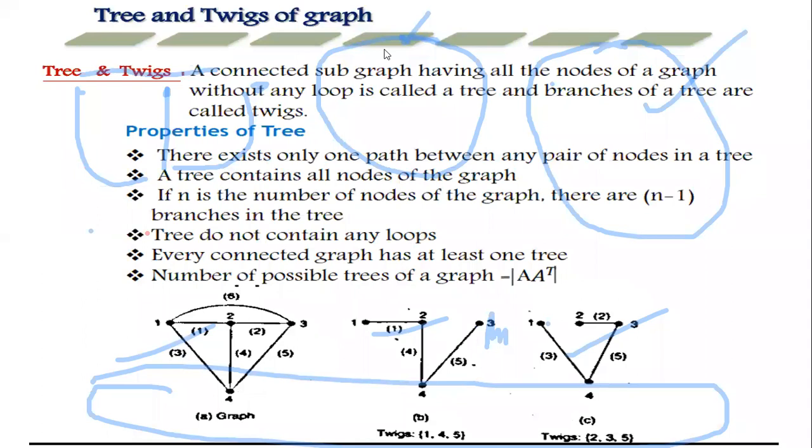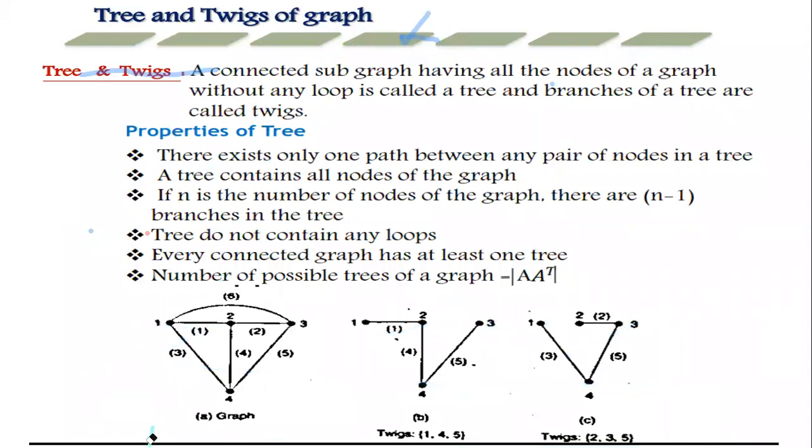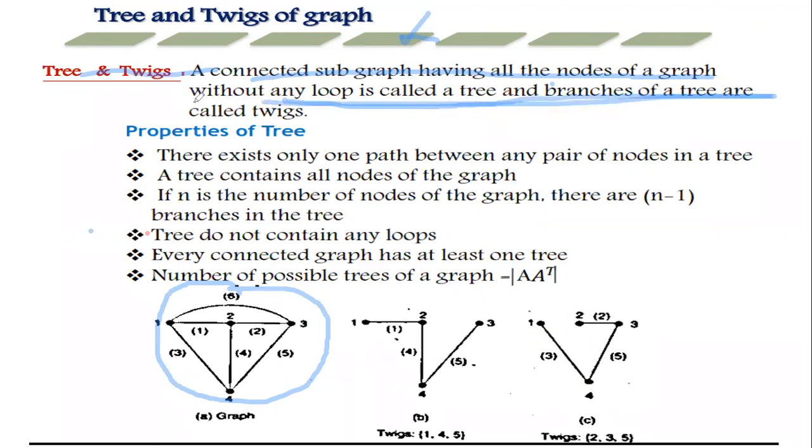Then comes tree. Every graph can have trees, and a number of trees are possible. You just have to remove the branches such that no closed path is possible. A connected subgraph having all the nodes of a graph, all nodes should be present, without any loop, is called a tree, and branches of a tree are called twigs.